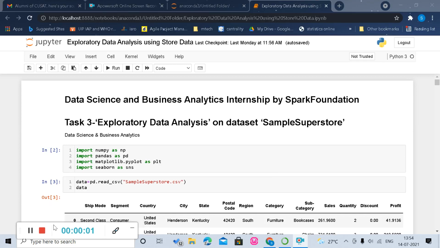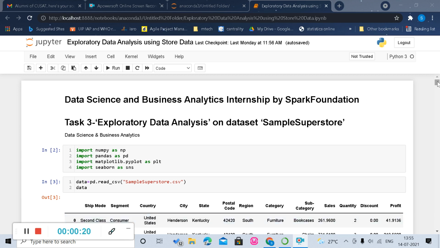Hi all. This is the third task for the Data Science and Business Analytics Internship by Spark Foundation, and the third task is exploratory data analysis on the given dataset, Sample Superstore. As the first step, I'm importing the necessary libraries like NumPy, Pandas, Matplotlib, Seaborn, etc.